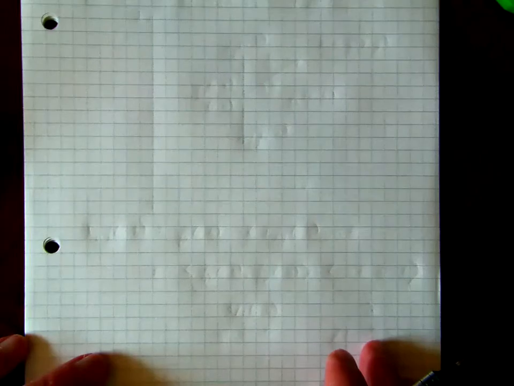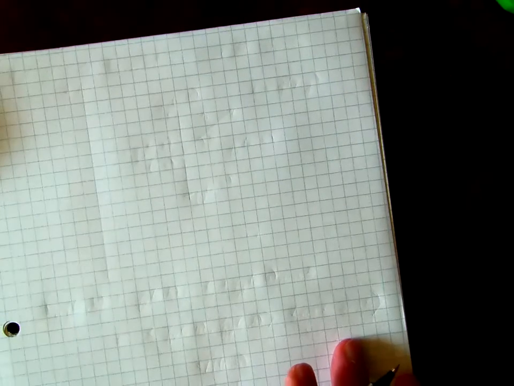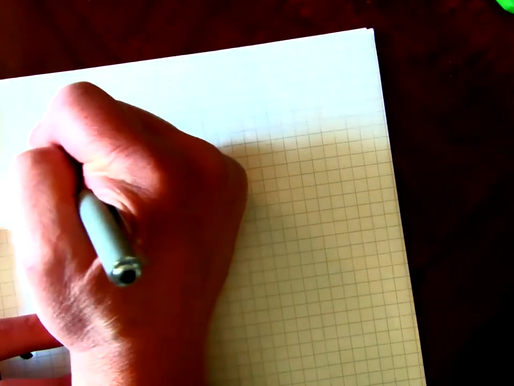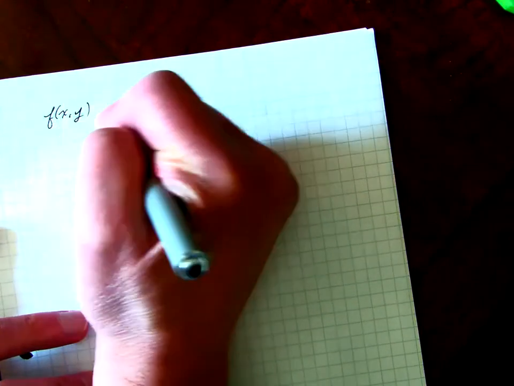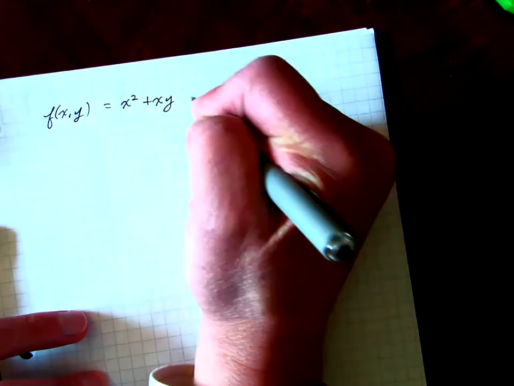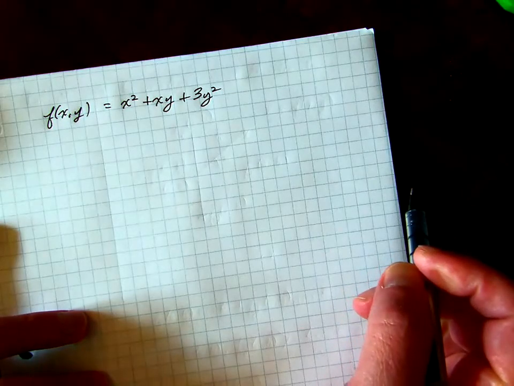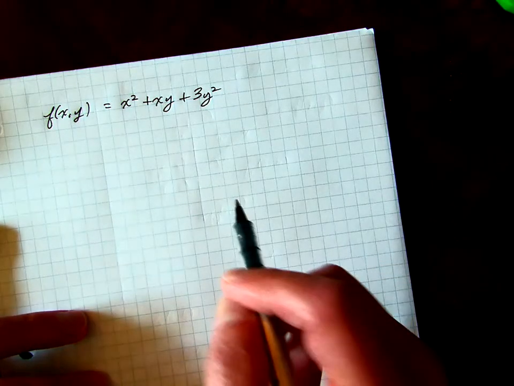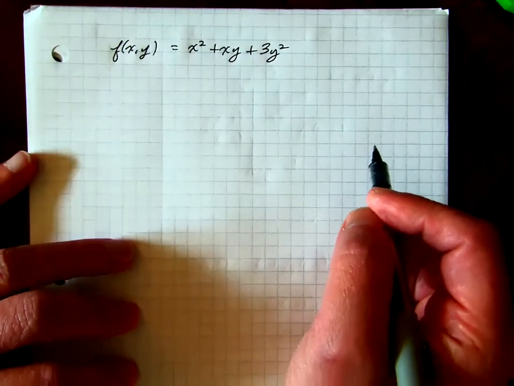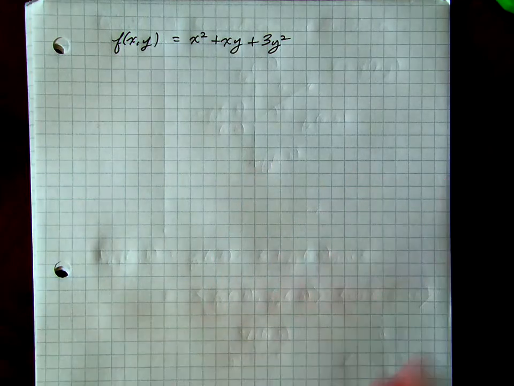How do you use this? Well, for example, suppose you pick an actual function. So here's a function I want to use: f(x,y) = x² + xy + 3y². If you draw contour lines for this, you're going to find that you get a bunch of elliptical contour lines. In fact, here's an illustration.